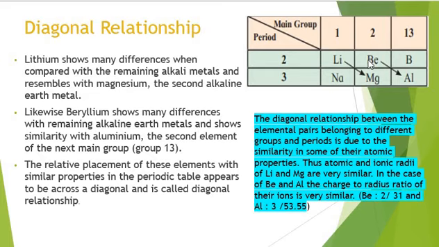Diagonal relationship between the elemental pairs belonging to different groups and periods is due to the similarity in some of their atomic properties. The atomic radii and ionic radii of lithium and magnesium are quite similar. In the case of beryllium and aluminium, the charge to radius ratio of their ions is very similar.